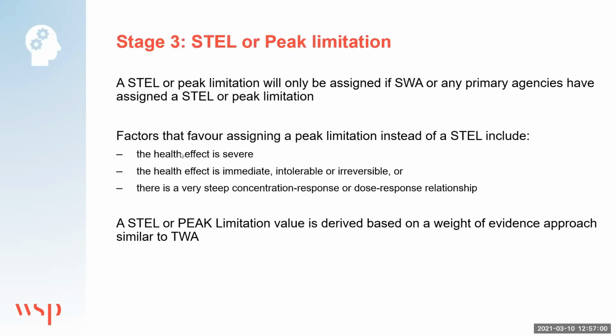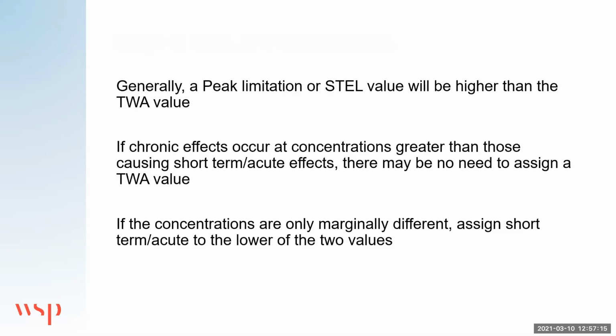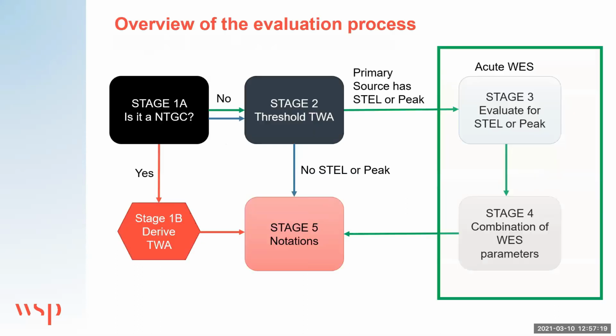So the peak, I will jump back. The peak was favoured if the health effect was severe, if the health effect was immediate, intolerable, or irreversible, or if there was a very steep dose response relationship. And the derivation of the number was very similar to the TWA.